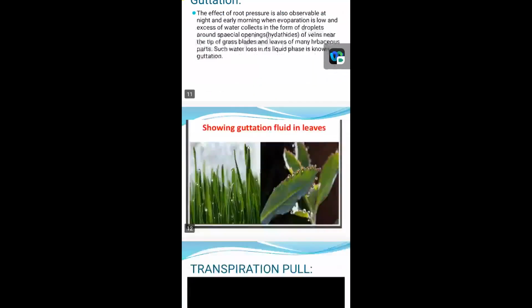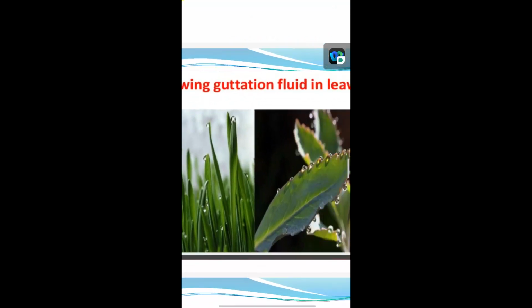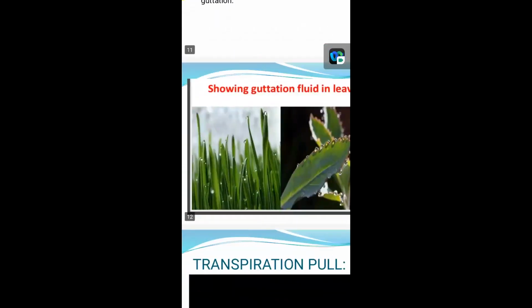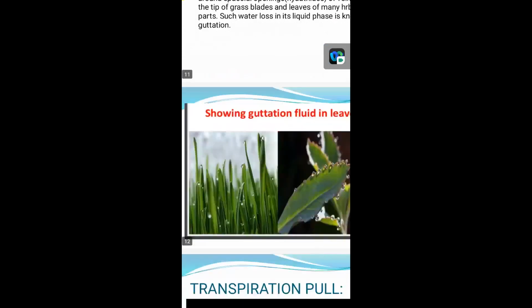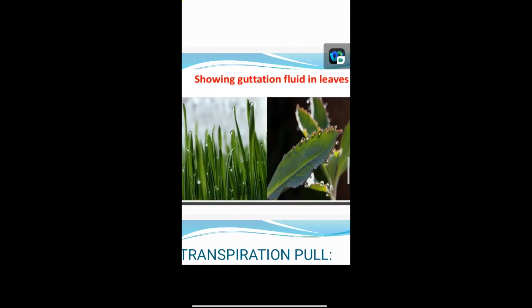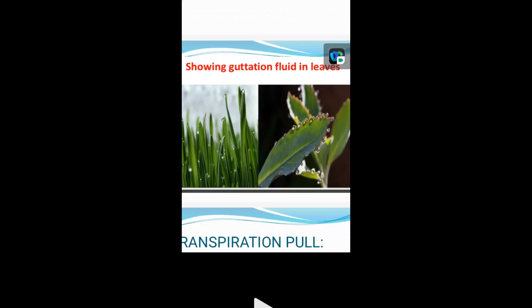So you can see water droplets like this. These water droplets form because of guttation. Okay, so the first one is root pressure, and the second one is guttation. The conditions for guttation: the absorption of water is high, the availability of water is high, and the transpiration is zero, so the excess water moves out through the margins as water droplets. So the process is called guttation.